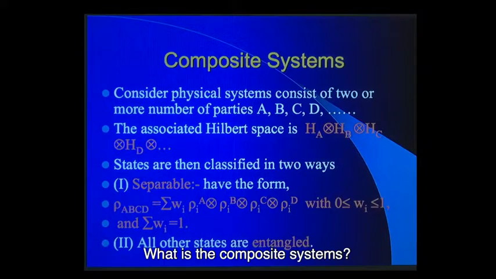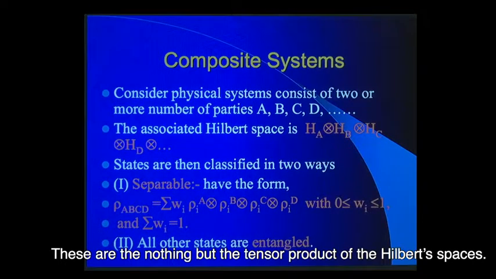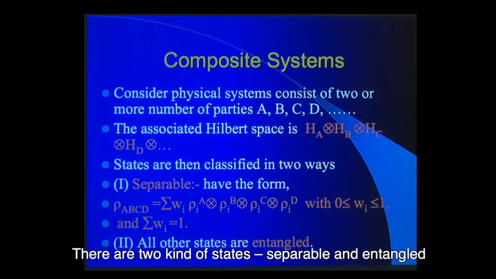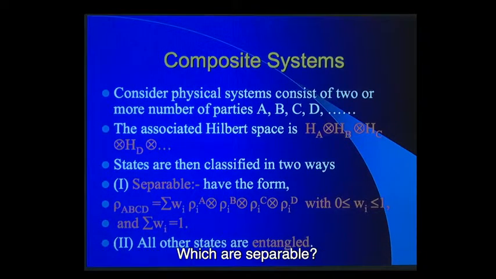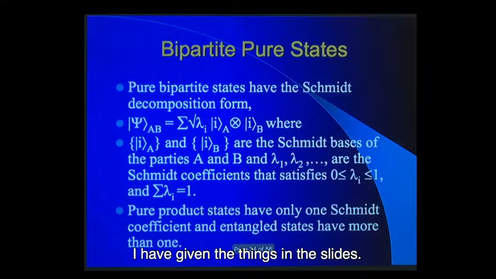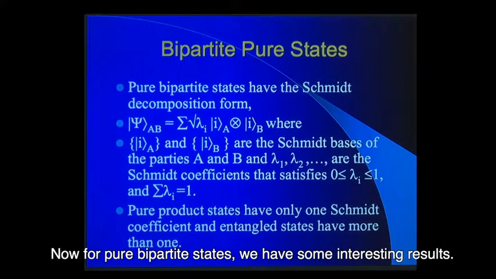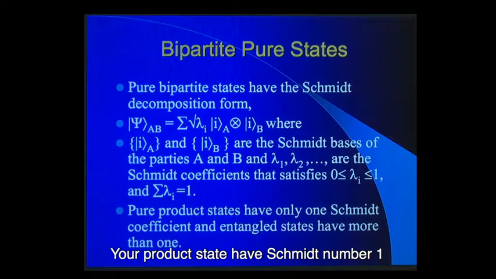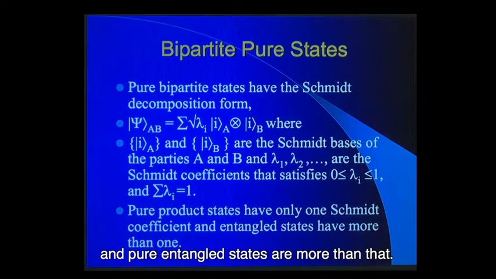What are composite systems? These are nothing but the tensor product of the Hilbert spaces. So, you have to understand this mathematics very well. There are two kinds of states, separable and entangled. Which are separable, I have given in the slides. Now, for pure bipartite states, we have some interesting results. By Schmidt decomposition, pure product states have Schmidt number 1 and pure entangled states have more than that.